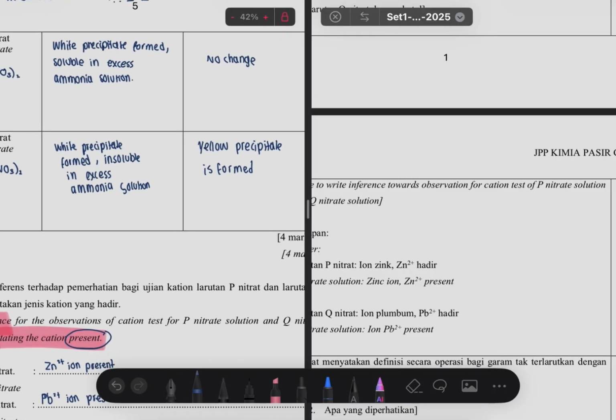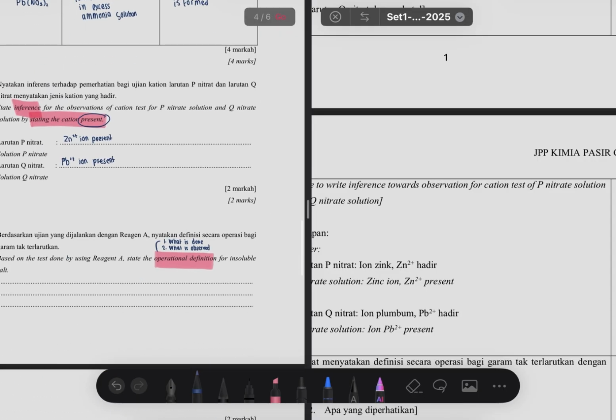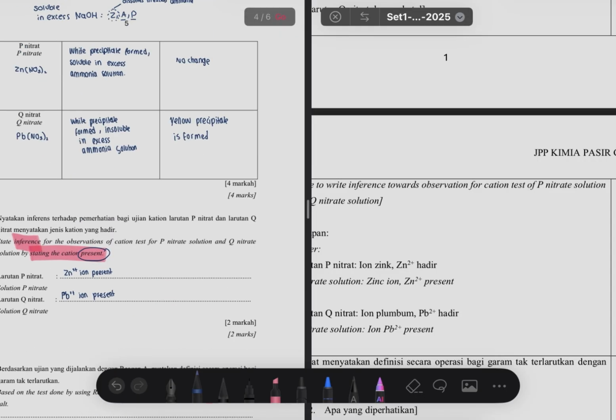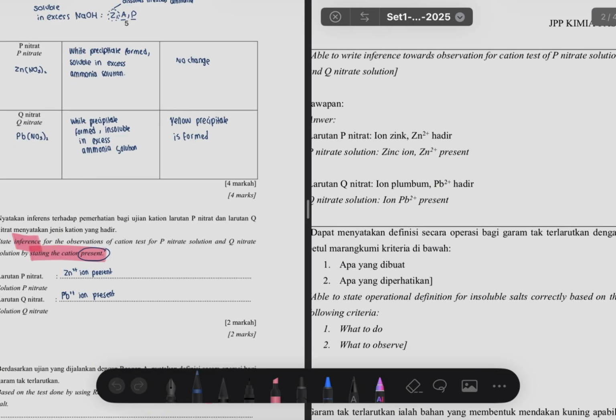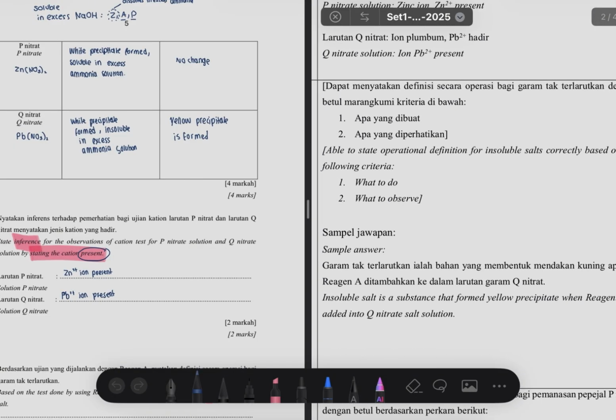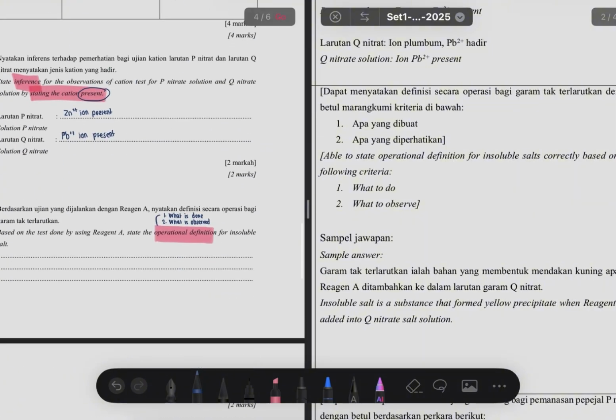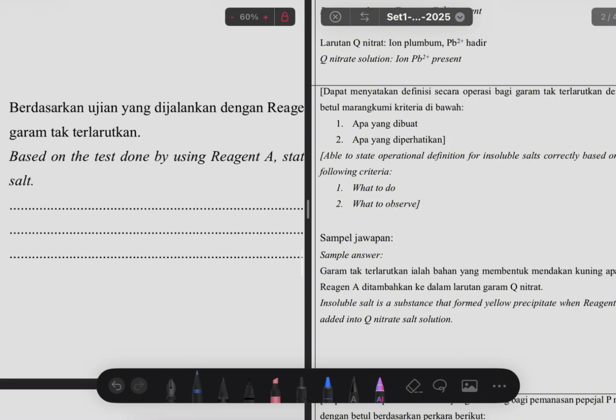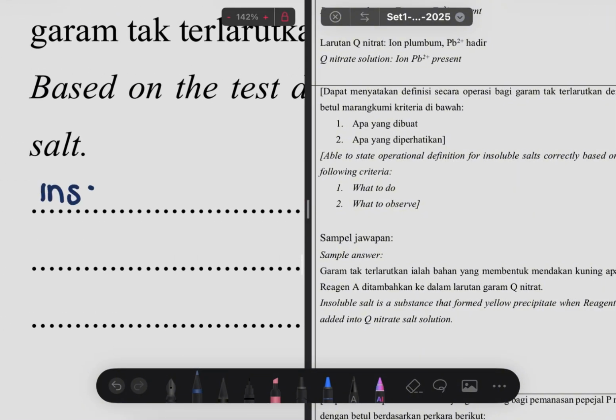So what is done is when we add reagent A, when we add Q nitrate to reagent A, and then what is observed, a yellow precipitate is formed. So this is basically an insoluble salt. So we can conclude that when Q nitrate is added into reagent A, yellow precipitate is formed. Or this is specific, but I'm not sure if they want it to be general, but we'll see what to do with observe. Insoluble salt is a substance that forms yellow precipitate when reagent A is added into Q nitrate salt solution.